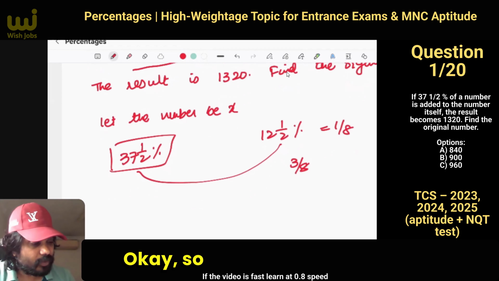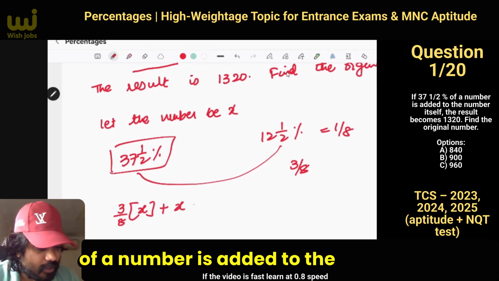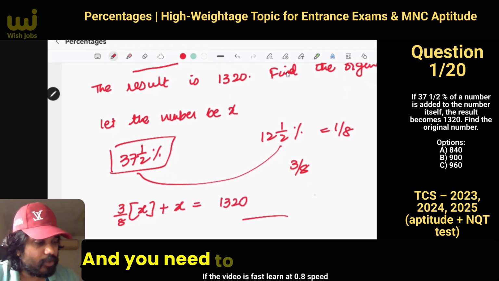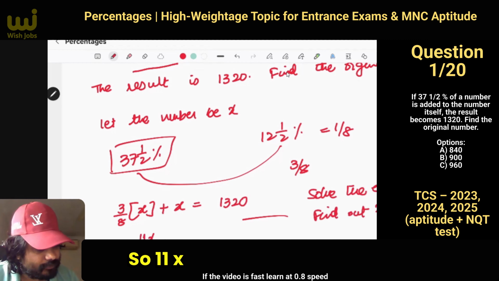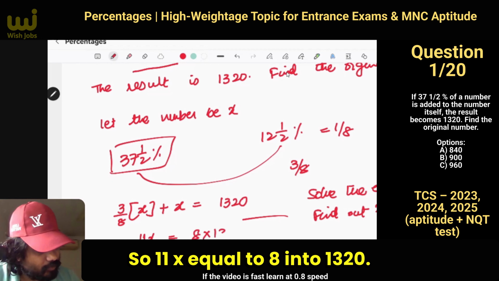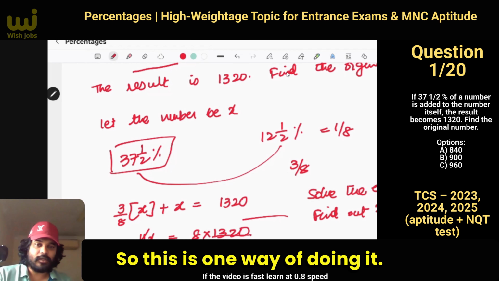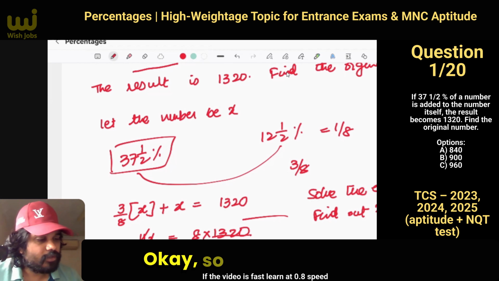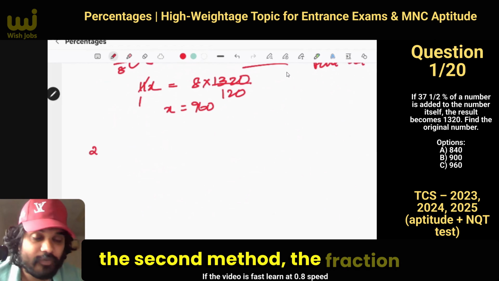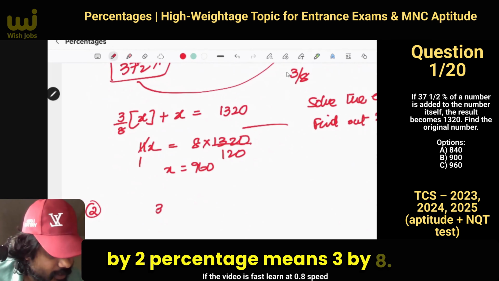So when 3 by 8 of a number is added to the number, the result is 1320, and you need to solve the equation and find x. So 11x equal to 8 into 1320, 11 ones are 11, 120s are 120, x equal to 960. So this is one way of doing it. Did you understand my approach? Yeah, I got it. Okay, now we'll do the second method, the fraction method. If you know 37 1 by 2 percentage means 3 by 8, you know this, right?